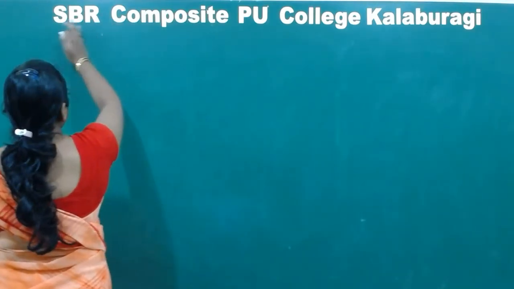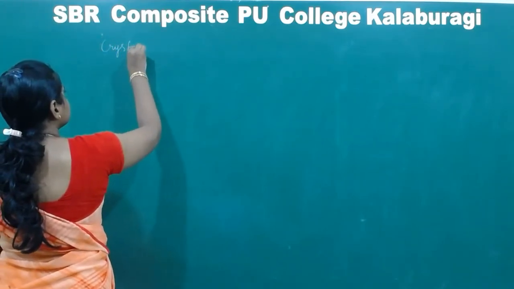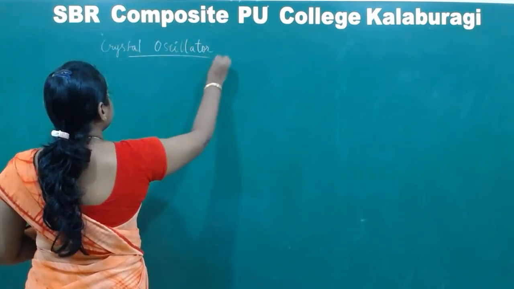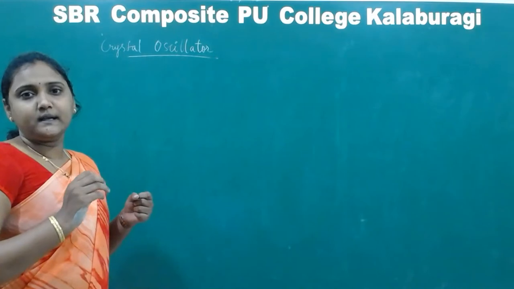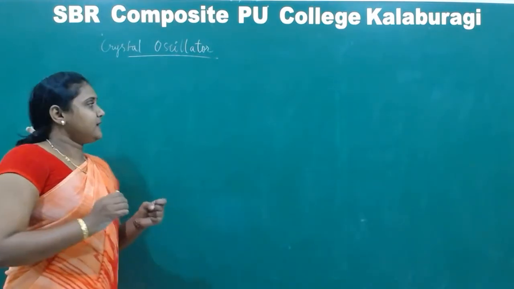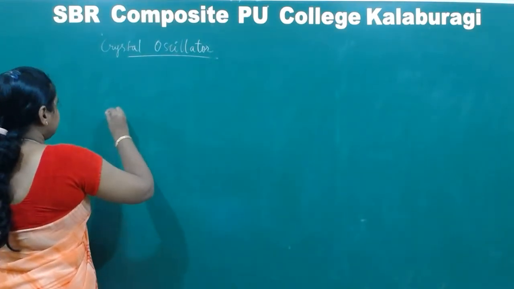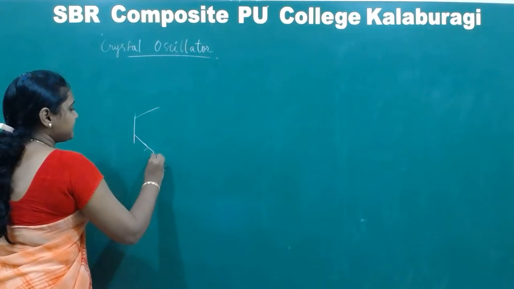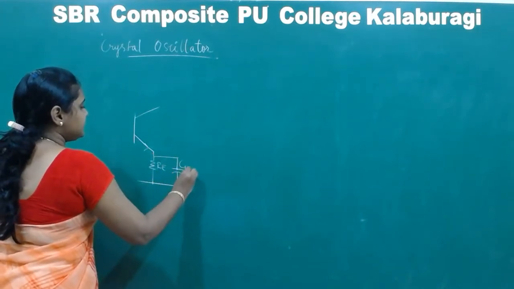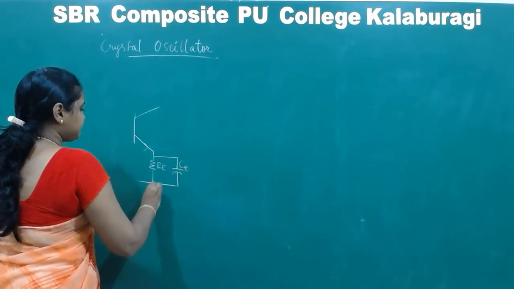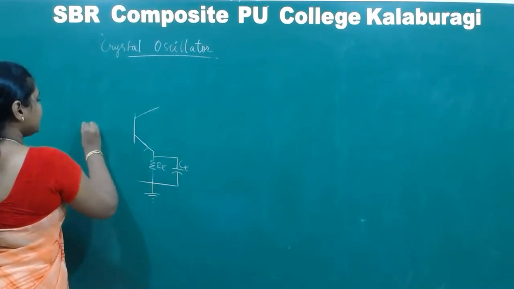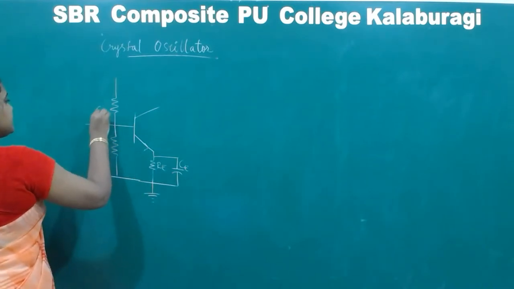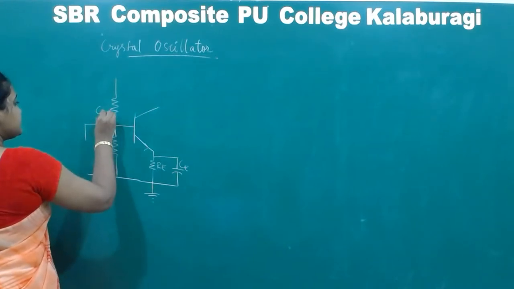Moving on to the crystal oscillator. A crystal oscillator comprises a crystal connected in the circuit. So it appears similar to that of a Hartley oscillator or Colpitts oscillator, which will have the CE amplifier. So I am drawing the CE amplifier for the crystal oscillator now. RE, the CE, the R1 R2 for the voltage divider bias, the coupling capacitor CC1. Okay.